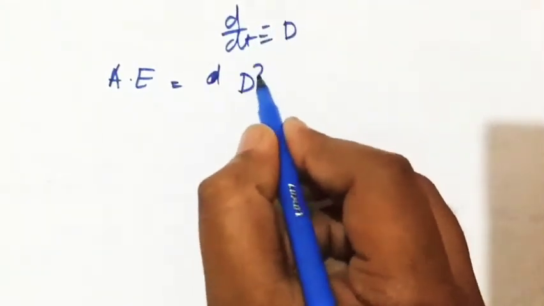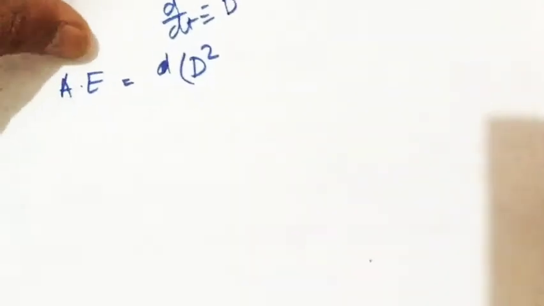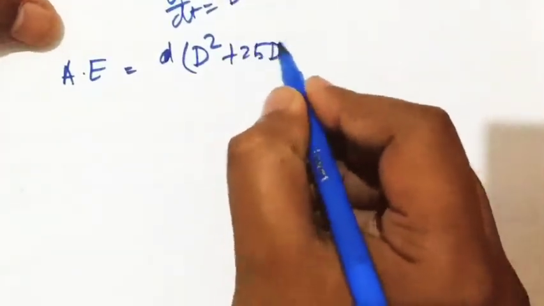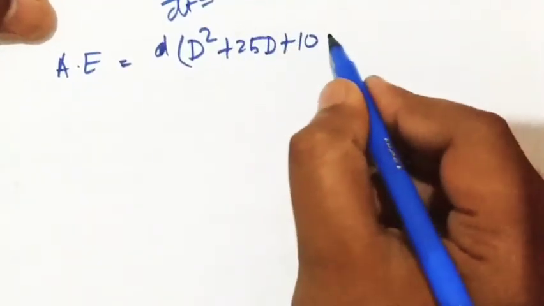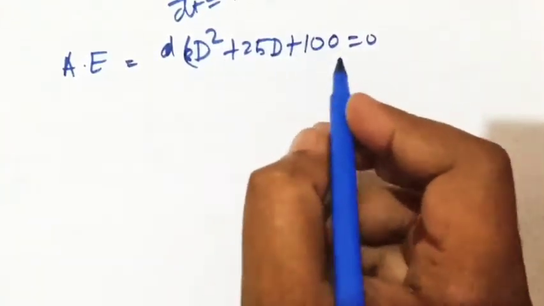So I will get D squared plus 25D plus 100. Okay, so D squared plus 25D plus 100 equal to 0. This will be the auxiliary equation. Okay, so get its roots.